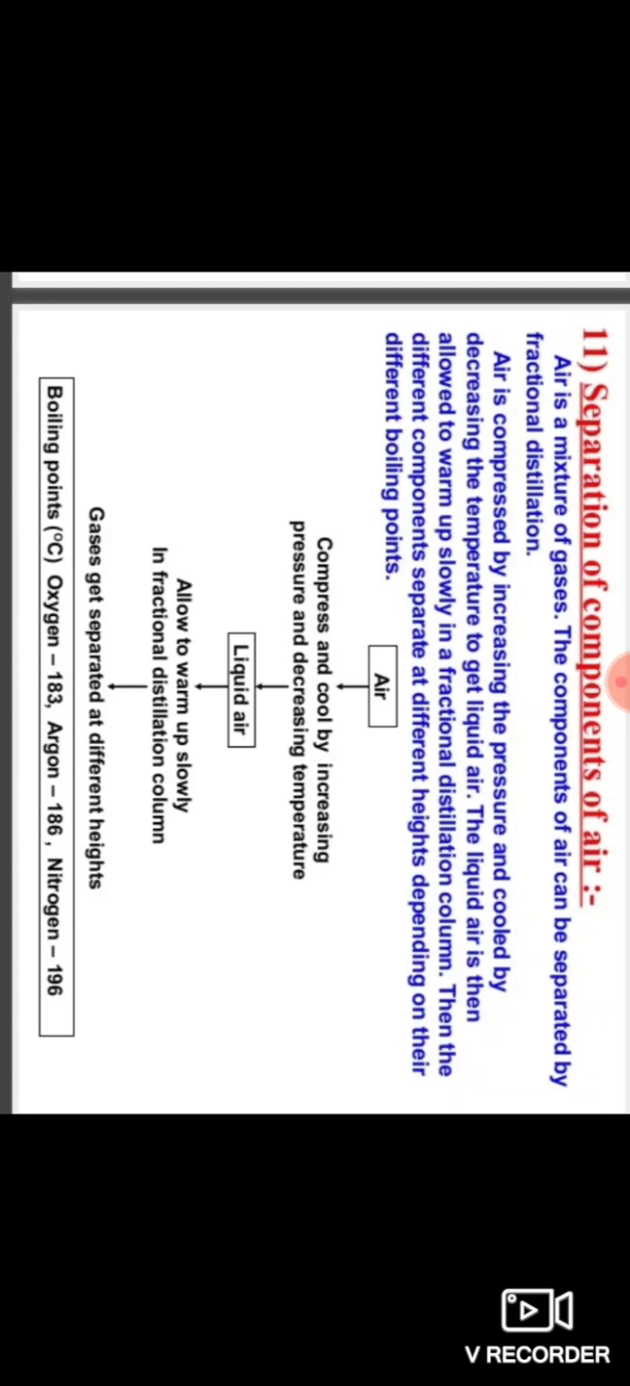Here are the boiling points of oxygen, argon and nitrogen. Oxygen is minus 183 Celsius, argon is minus 186 Celsius and nitrogen is minus 196 Celsius.